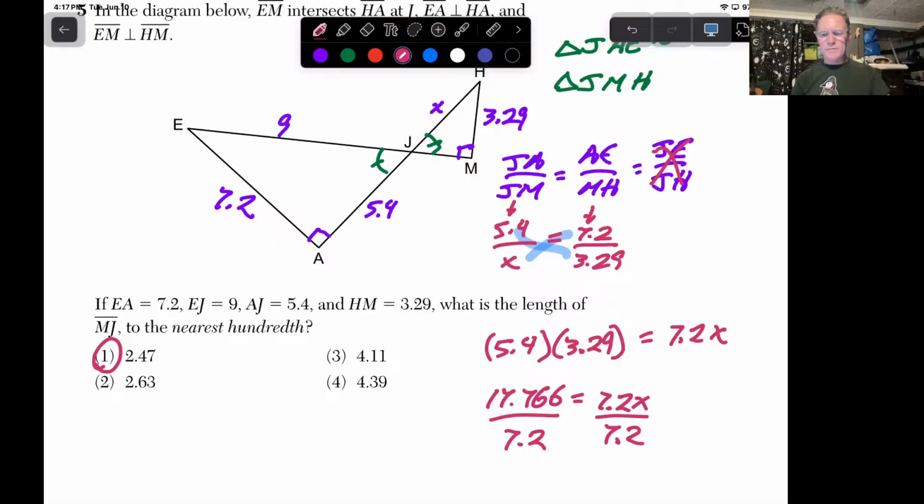You could have also used scale factor, right? You could have said, all right, how many times bigger is this triangle than this triangle? So you could have said, you know, this 7.2 over 3.29, that is my scale factor. And then you could have just divided this number by the scale factor, because we're going smaller. So if it's getting smaller, you're going to divide by that scale factor. Okay. All right. Let's move on.